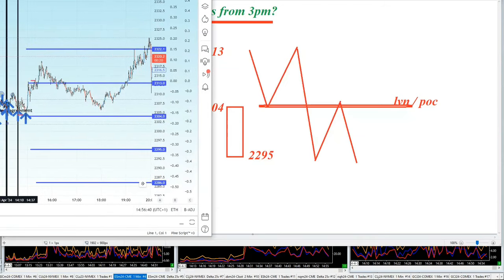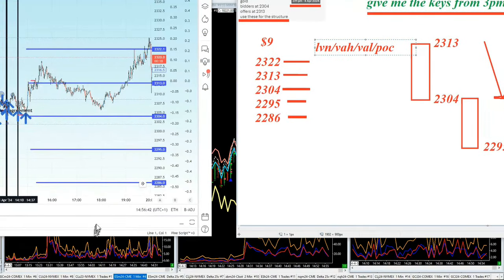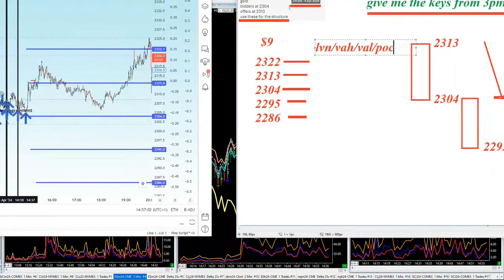Okay, I want to make sure you know we're not cheating here. Are these prices here the same prices, 2322, 2313, 2304, 2295, and 2286? Are they on the screen from 3 o'clock yesterday? Yeah? Happy? So they're on the screen from 3 o'clock yesterday.